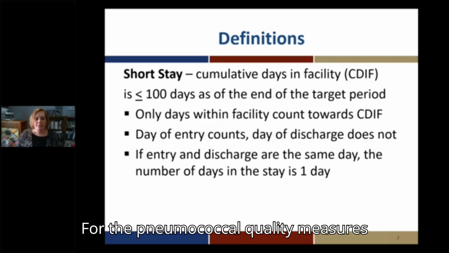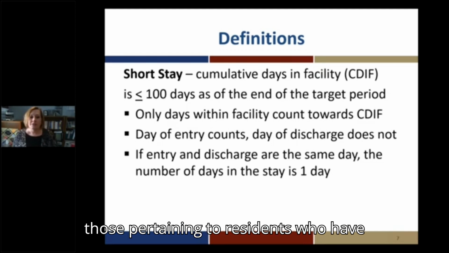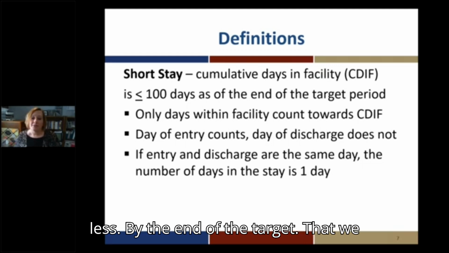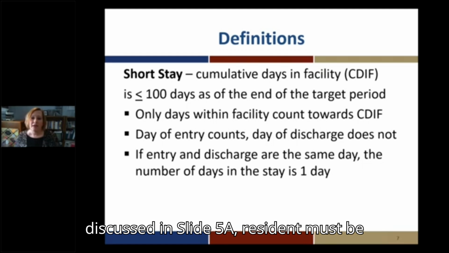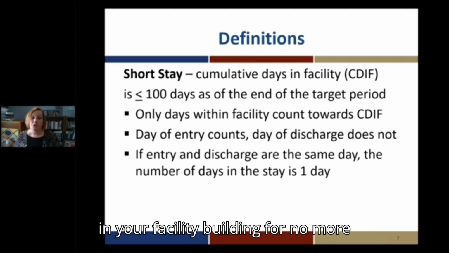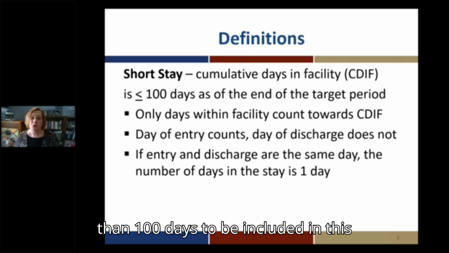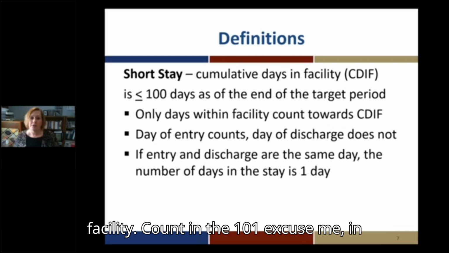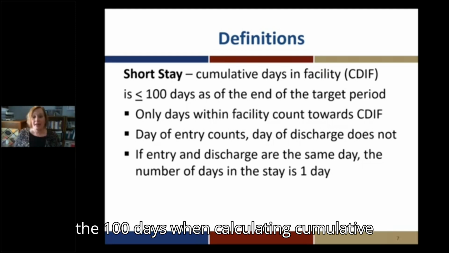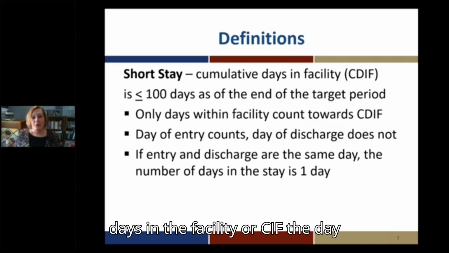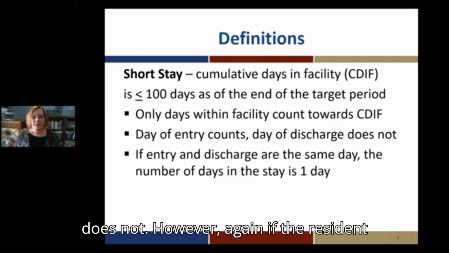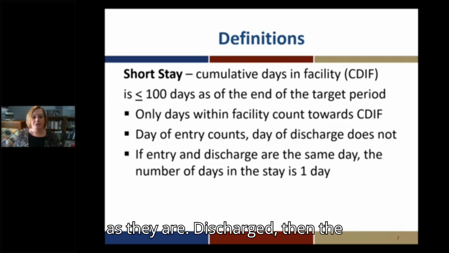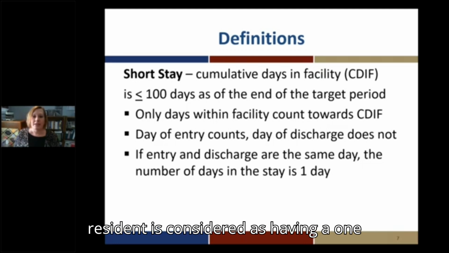For the pneumococcal quality measures that are short stay measures, these are those pertaining to residents who have been in your facility for 100 days or less by the end of the target period that we discussed in slide 5. A resident must be in your facility building for no more than 100 days to be included in these short stay measures. Again, only the days the resident is physically within the facility count in the 100 days. When calculating cumulative days in the facility, or CDIF, the day of entry counts, but the day of discharge does not. However, again, if the resident is admitted or readmitted on the same day as they are discharged, then the resident is considered as having a one-day stay.